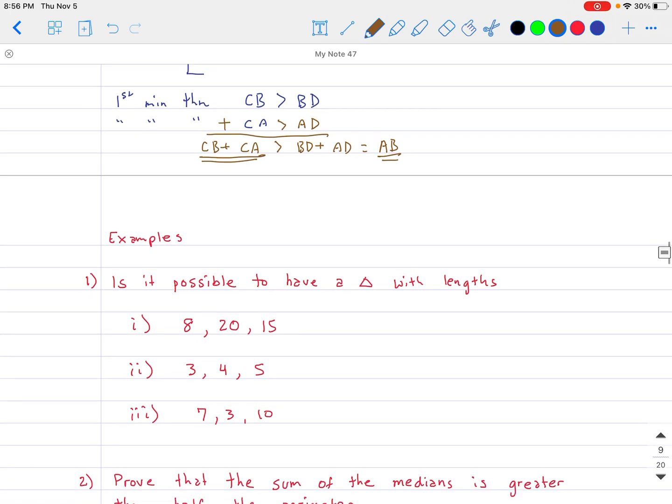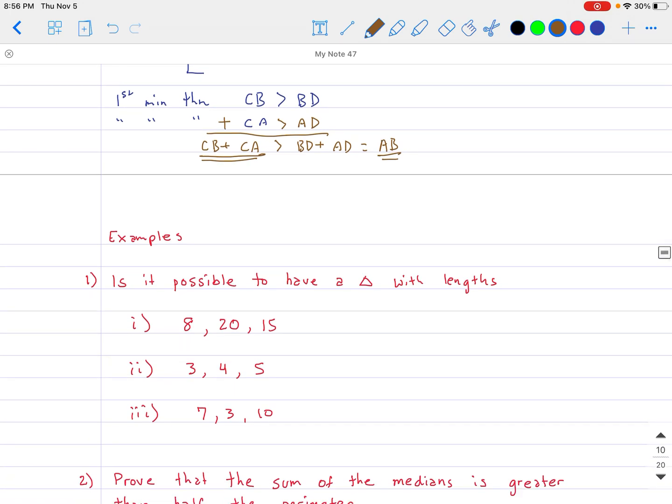All right, so now let's go ahead and look at some numerical examples to see why this is once again relevant.